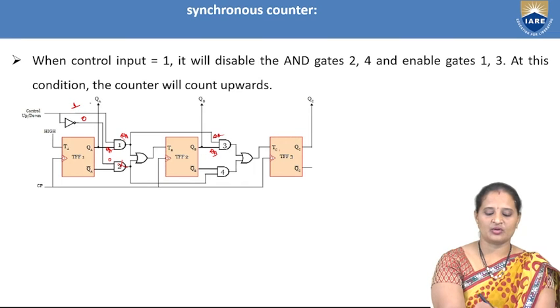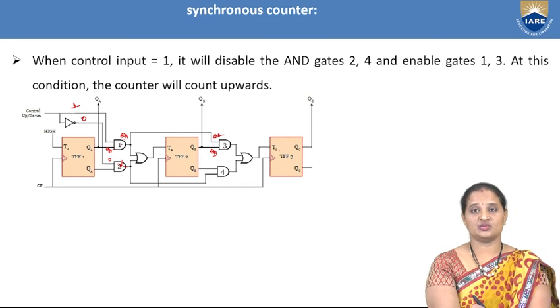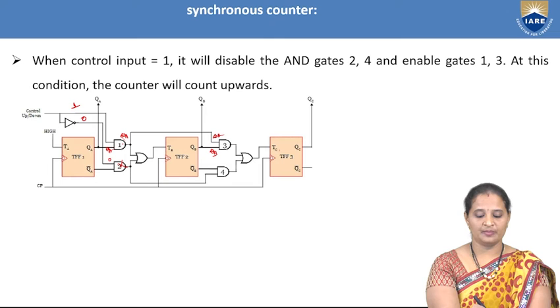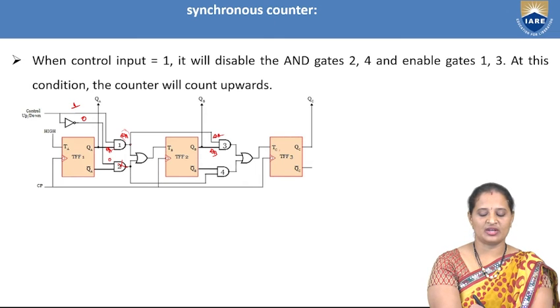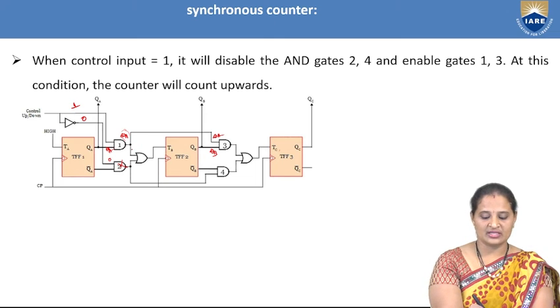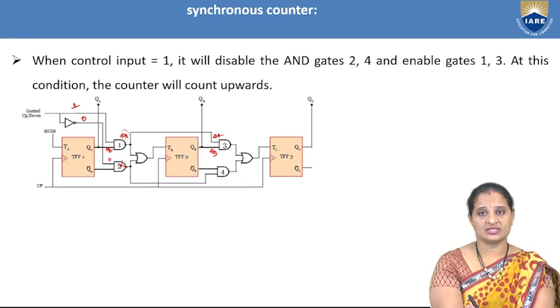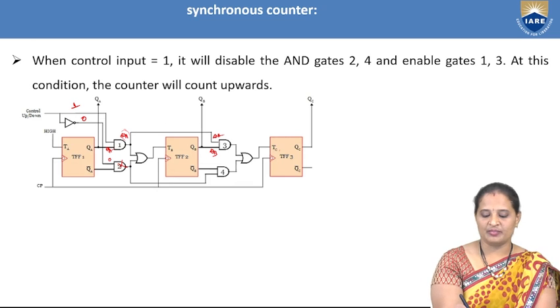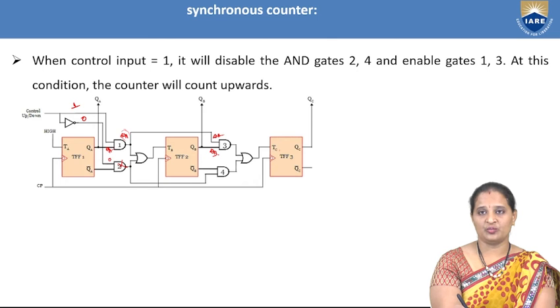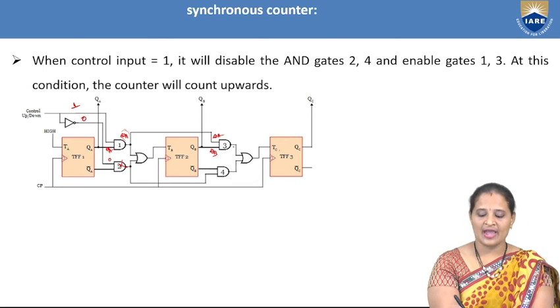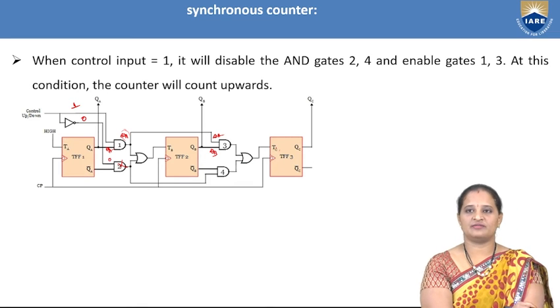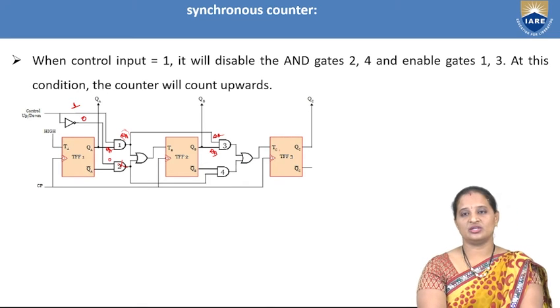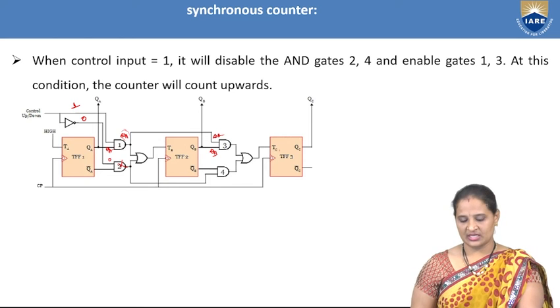This is what happens when the up-down control input is 1. When the up-down control input is 1, AND gate 1 is enabled, and hence the output of this AND gate is QA, and QA is given as the toggle input to the second flip-flop, whereas to the third flip-flop the inputs given are QA and QB. That means the outputs of the first flip-flop and second flip-flop are ANDed together and given as the toggle input to the third flip-flop. So that is the up counter. It just works as an up counter.